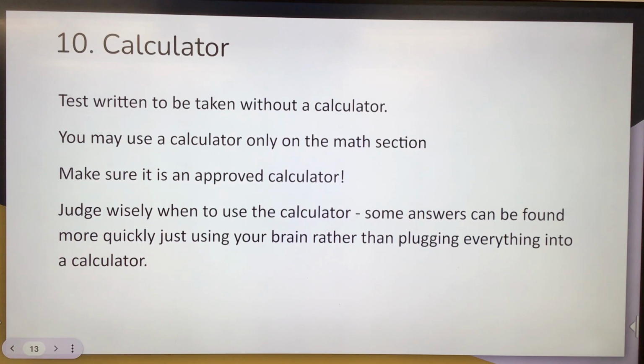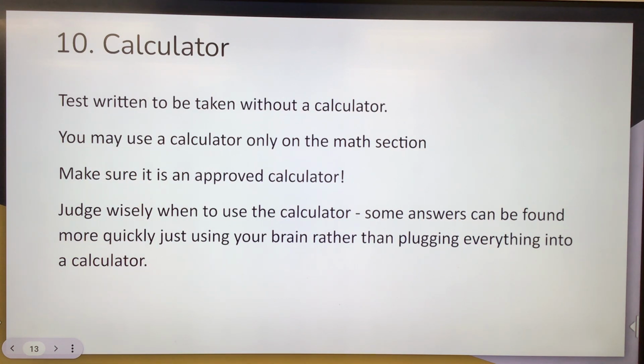Finally, a tip on calculators. These tests are written to be taken without a calculator. So if you don't have a calculator, that's perfectly fine. You would be able to take the test. However, you may use a calculator on the math section only. Make sure it is an approved calculator. If you're wondering, stop by my room and ask me. You can also look on the website for the ACT test to see if your calculator is an approved calculator.